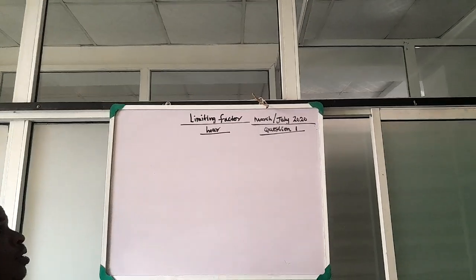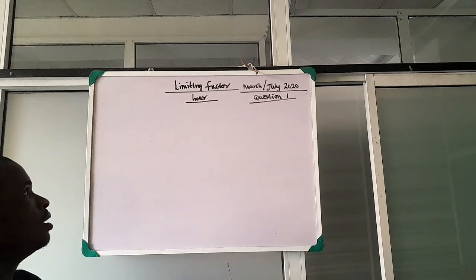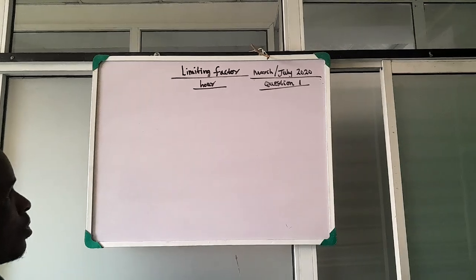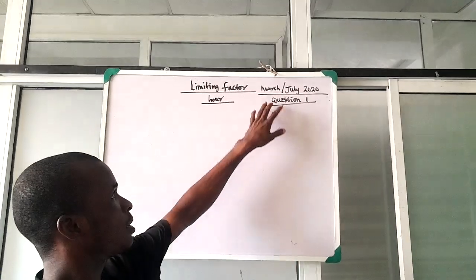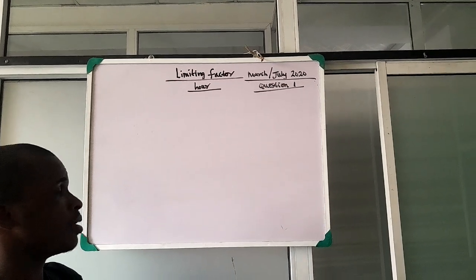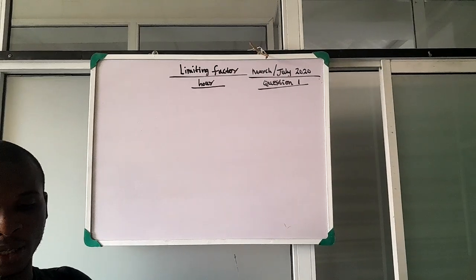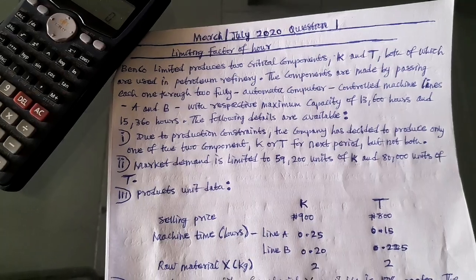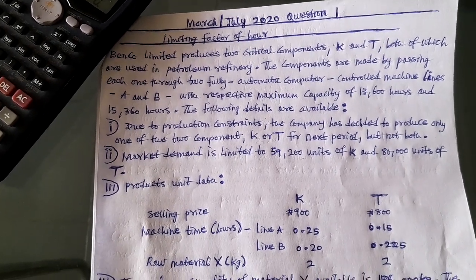Afternoon. Based on the series of the limiting factor, we initially took a limiting factor of material using an ICAN past question. We'll be taking a limiting factor that has to do with time or hour using the March/July 2020 question 1. Please help us read the question, then we'll pick the requirements one after the other. March/July 2020 question 1, limiting factor of hour.